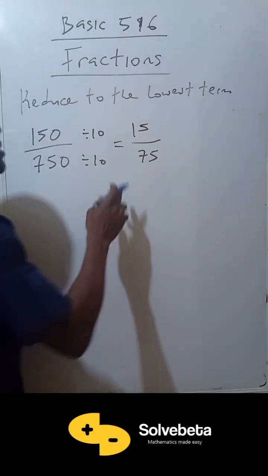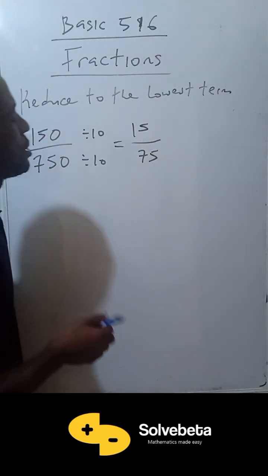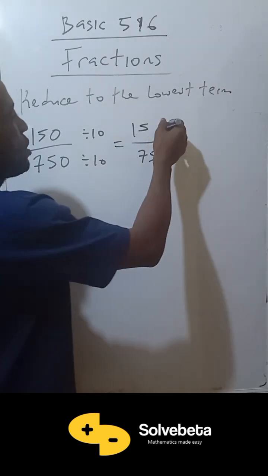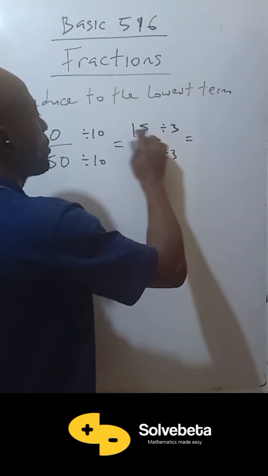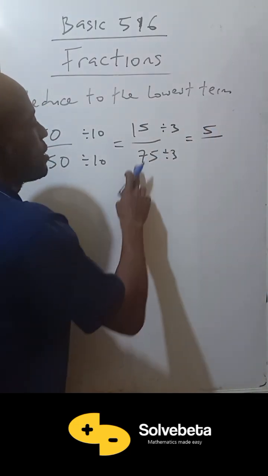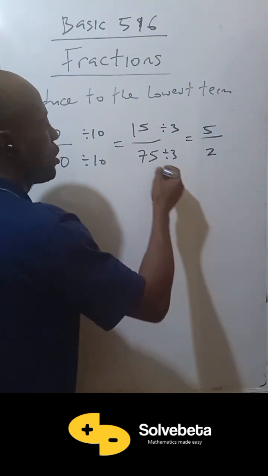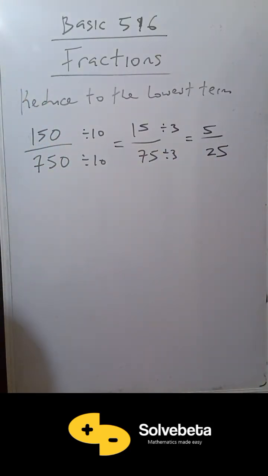Now what can divide this? Can 2 divide both? No. Can 3 divide both? Yes, 3 can divide both. So we divide both by 3. 15 divided by 3 is 5. 75 divided by 3: 7 divided by 3 is 2, remainder 1. 15 divided by 3 is 5. So you have 5 over what?